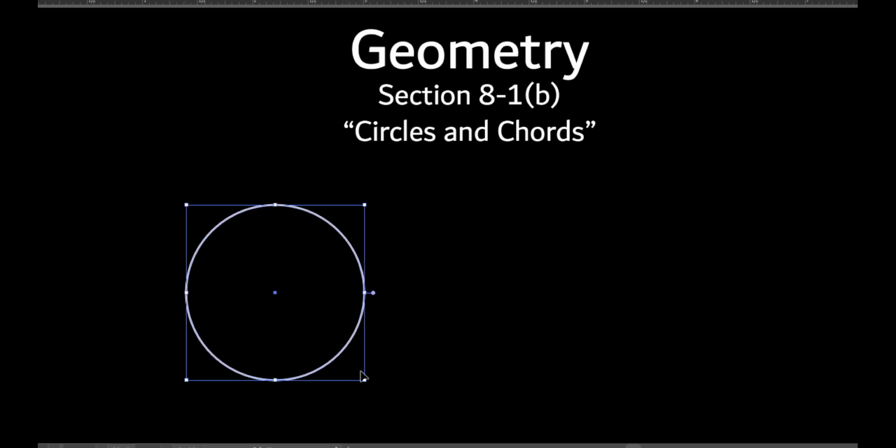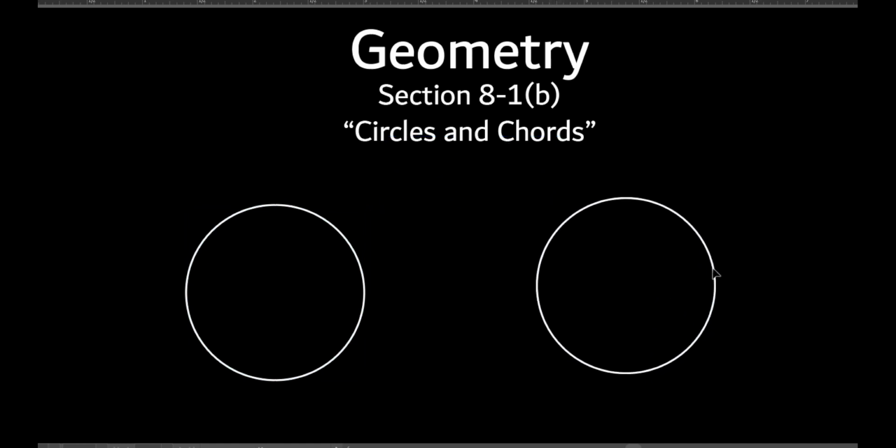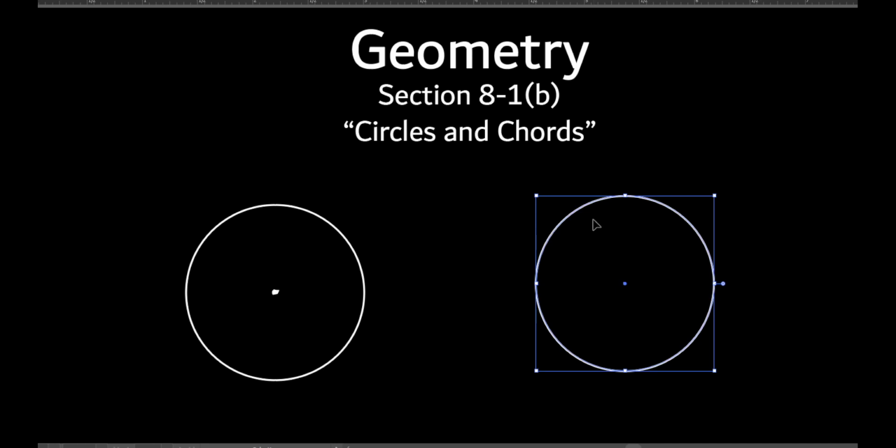So I'm going to copy and paste these two circles. I don't know if I've used this word before. Have I talked about congruent circles? I would guess that if I said these two circles were congruent to each other, what do you think that would mean? Exactly right. The radius would be equal to each other.